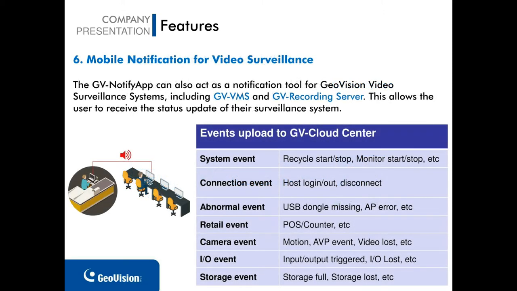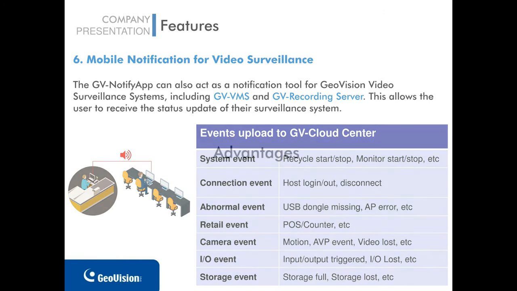Feature number 6. Mobile notification for video surveillance. GV Notify app has instant push notification that can alert the store owners if any of the following events happen. You can also watch live views directly from the app.